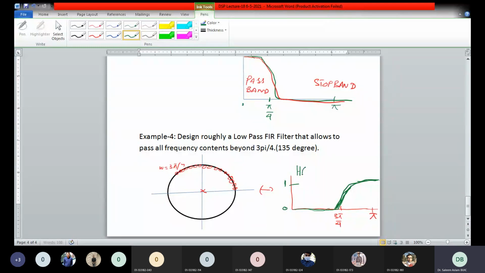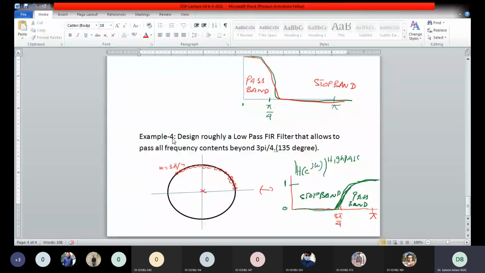So this is mod H of e to the power j omega, and let's call it high pass. This is the stop band and this is the pass band. This is your example number 5. Now let's take example number 6.